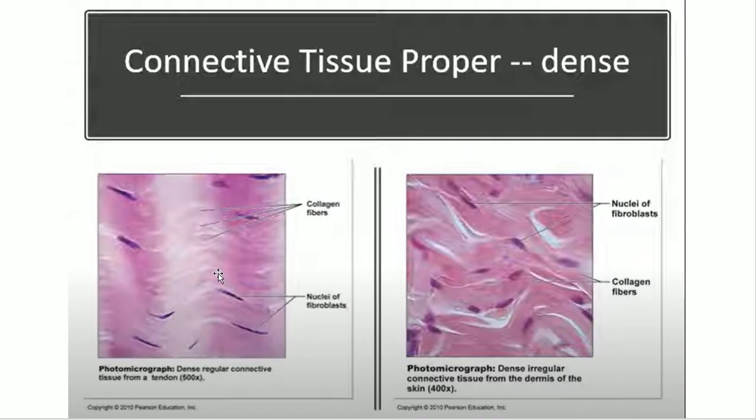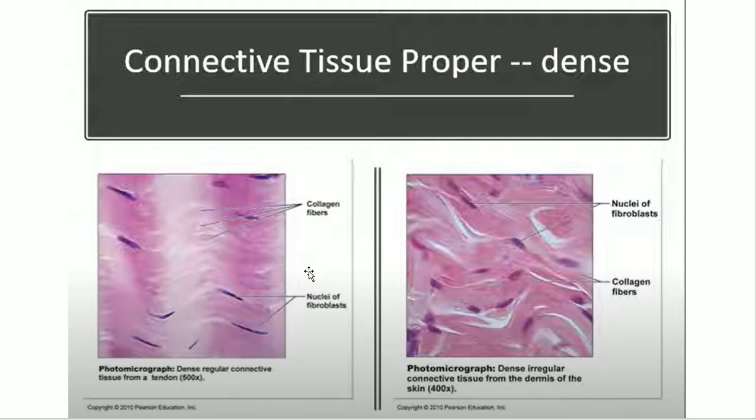All right, so we have dense regular connective tissue here on the left. This is of a tendon. And then we have dense irregular connective tissue here on the right, and that is of the dermis of the skin. So dense regular connective tissue, it's smooth, it's lined up. Collagen fibers are in nice rows. There's nuclei between them. There's white filler material between them.